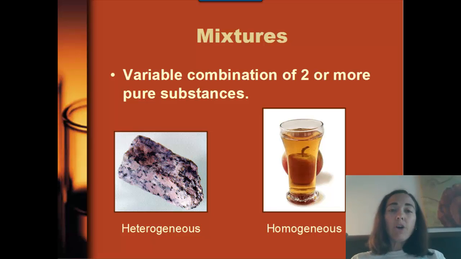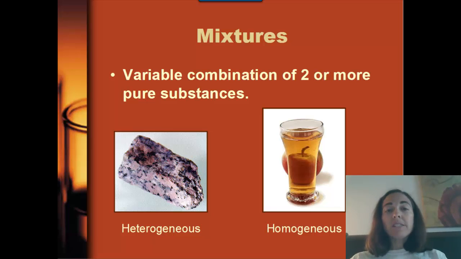Alright, so first of all, mixtures. The definition of a mixture is just a substance that is composed of two or more pure substances. So it could be two or more elements, two or more compounds, or some mixture of the two.